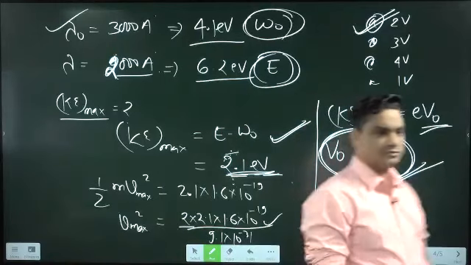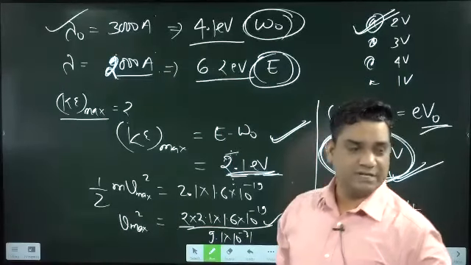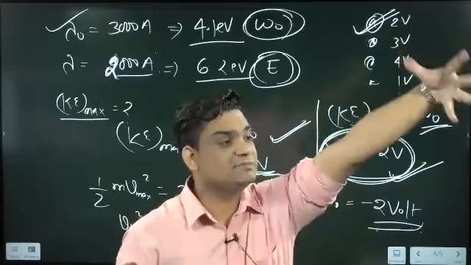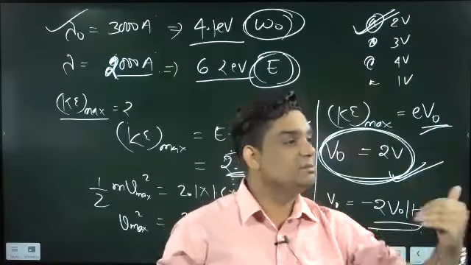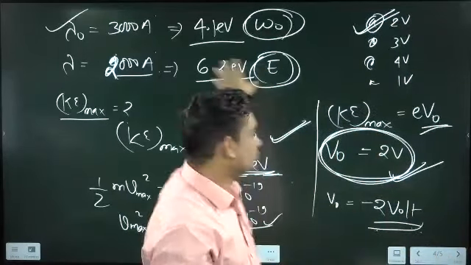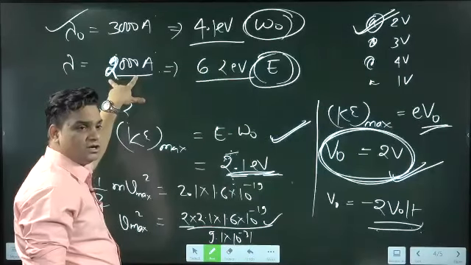Sir, why is 4000 not possible? Because when lambda is more, energy will be less. That's why it is not possible. When I took 4000 here, ejection was not possible.